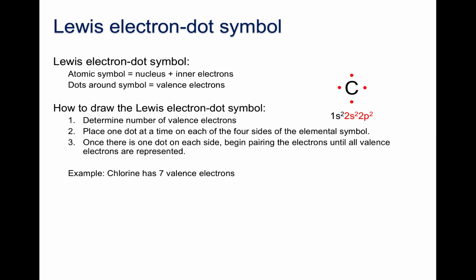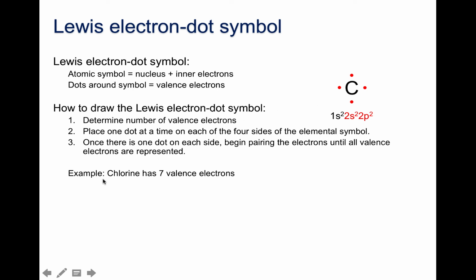And so if you want to draw a Lewis electron dot symbol for any atom, first determine how many valence electrons you have, and then you're going to place one dot at a time on each of the four sides of the elemental symbol to represent the valence electrons. And if there are more than 4 electrons, then you start to pair the electrons until all of them are represented. And so for an element like carbon, this would be the electron dot symbol. There are 4 valence electrons because carbon is in group 4A, and we would put one dot on each side to represent those 4 valence electrons.